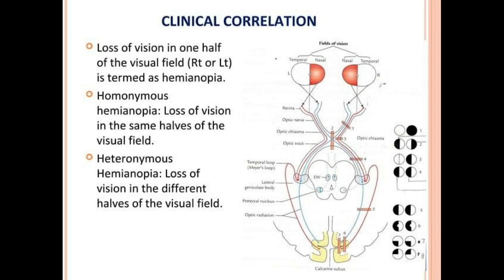People with homonymous hemianopia may experience difficulty with activities that require them to perceive and respond to objects on the affected side of their visual field, such as driving or reading. However, they can learn to compensate for their visual impairment by using strategies such as scanning their environment more frequently or turning their head to see objects on the affected side.